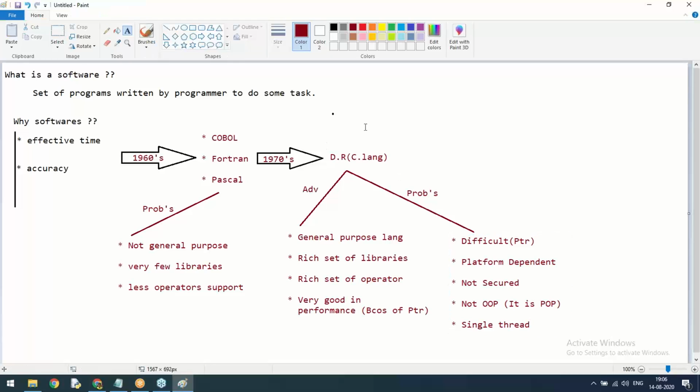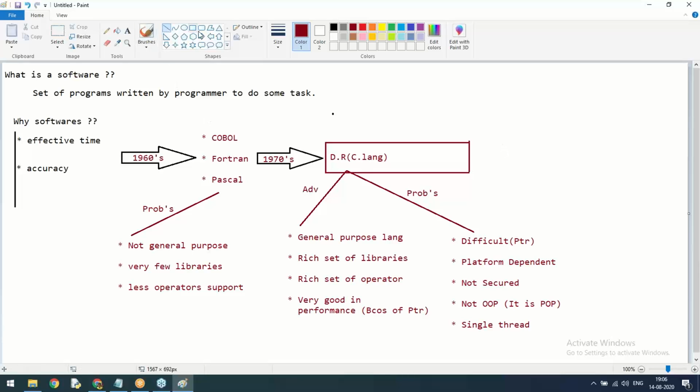From the 1970s for about 20-25 years, which means till the 1990s, the entire market was ruled by the C language. In between, you got one more language called C++.